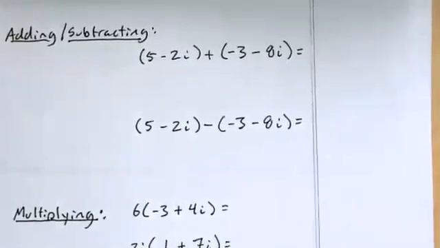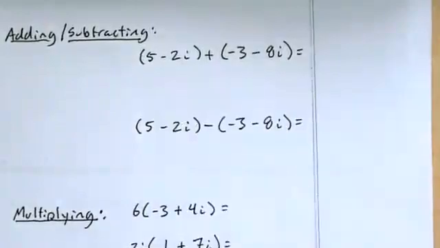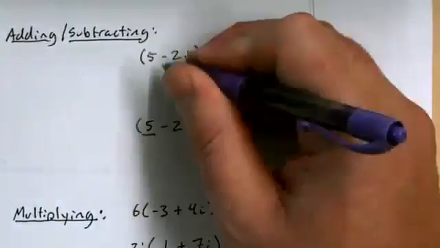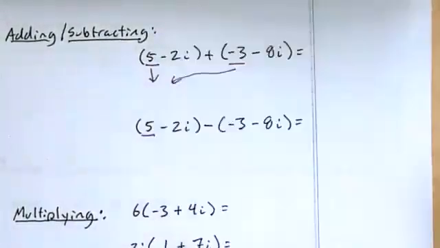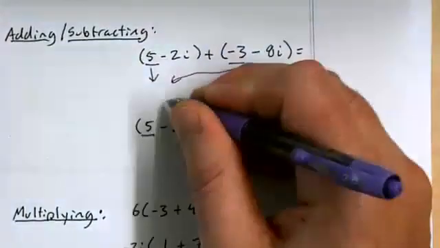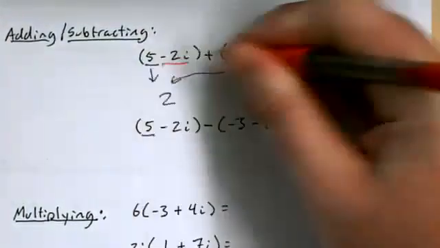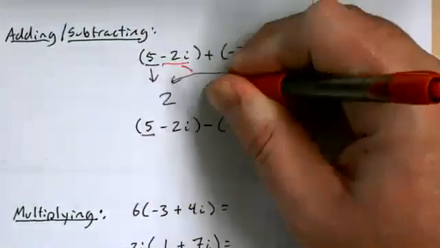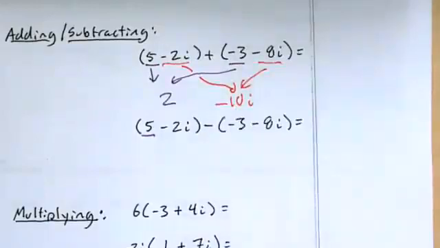Okay, adding and subtracting here. This is just like combining like terms, right? You guys would have no trouble doing this if this i were an x. You would just combine like terms and put it together. I wouldn't normally show this kind of work, but you are going to combine the 5 and the -3 together to get 2, and then combine the -2i and the -8i together to get -10i, and then you'll put those together into your answer, and that's it.